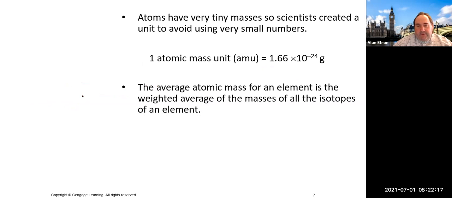Now, atoms are obviously very tiny, so to avoid using small numbers, we use the AMU. An AMU is equal to 1.66 times 10 to the minus 24 grams, and that obviously is a very, very small number. So that's a conversion factor. You could go between AMU and grams. The average atomic mass for an element is a weighted average, as we just did there, of all of the naturally occurring isotopes for that particular element.